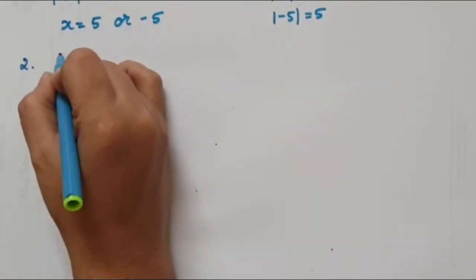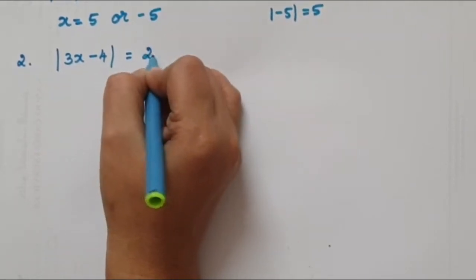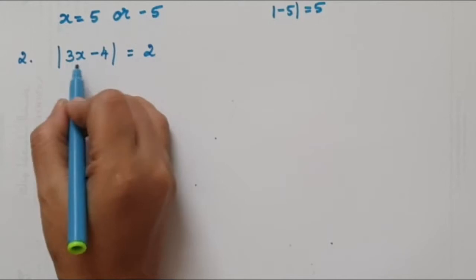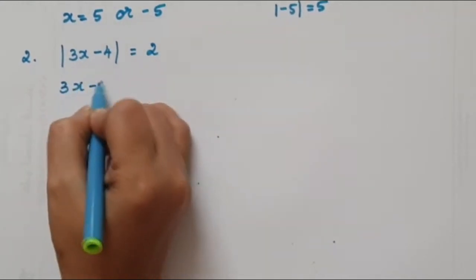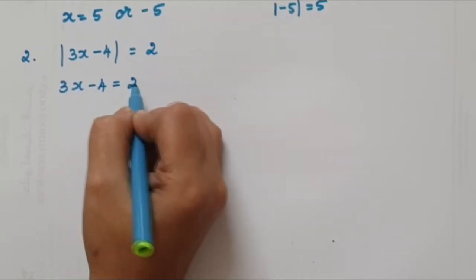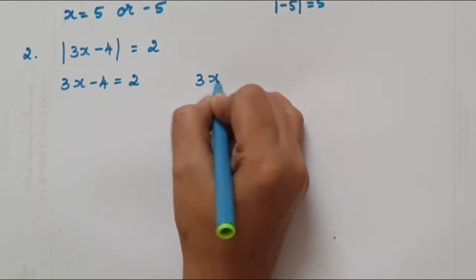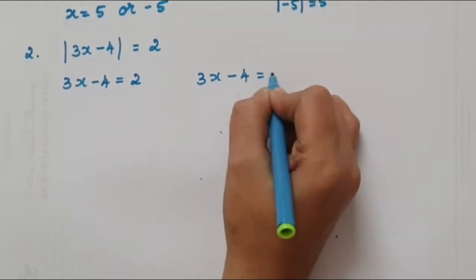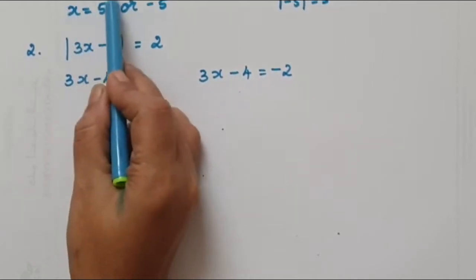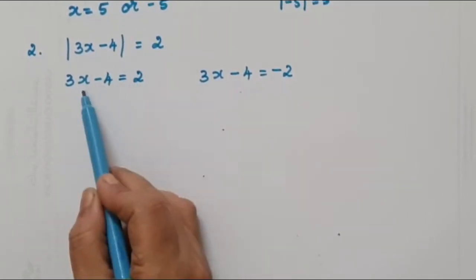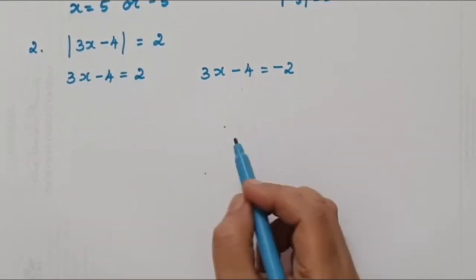The second question is modulus 3x minus 4 equal to 2. Now how will we solve this? The first thing is we write the first equation as it is: 3x minus 4 equal to 2. Then, the same way, we write the second one as 3x minus 4 equal to negative 2. Like how we have written the positive one first, we have written the negative one second. The same concept: 3x minus 4 is 2, 3x minus 4 equal to negative 2.